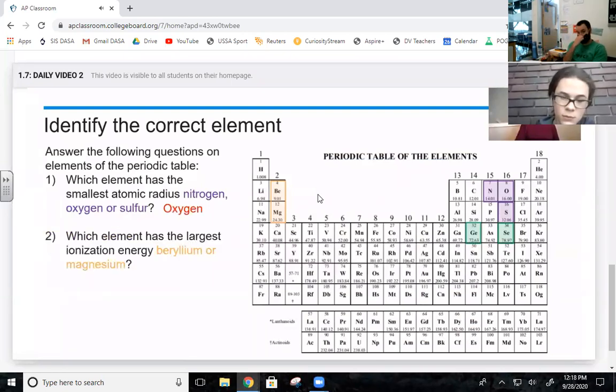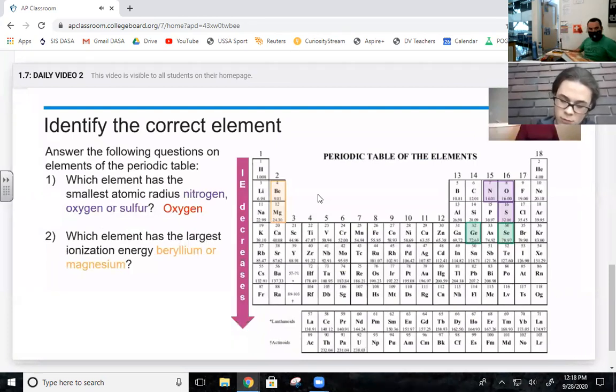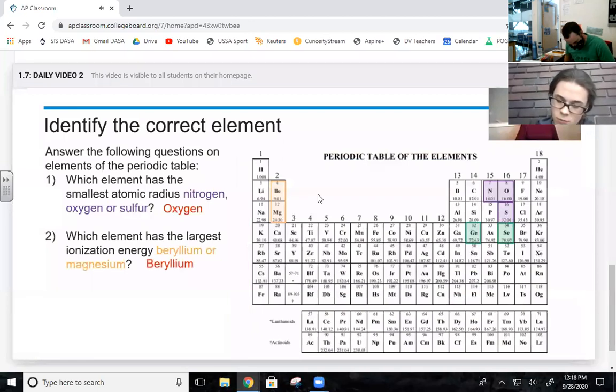The next question is, which element has the largest ionization energy, beryllium or magnesium? This time they are outlined in orange. And for ionization energy, this decreases as we go down the periodic table, which means that beryllium has to have the largest ionization energy. And this is due to the fact that beryllium is a smaller atom, and so it is harder to remove those electrons.